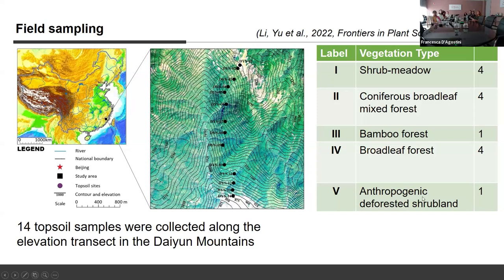At the very base, we have a human-disturbed, deforested shrubland, because humans are destroying the original forest. But when you move up, there's evergreen forest and bamboo, and also a conifer-broadleaf mix, and on the top is an alpine shrub meadow.